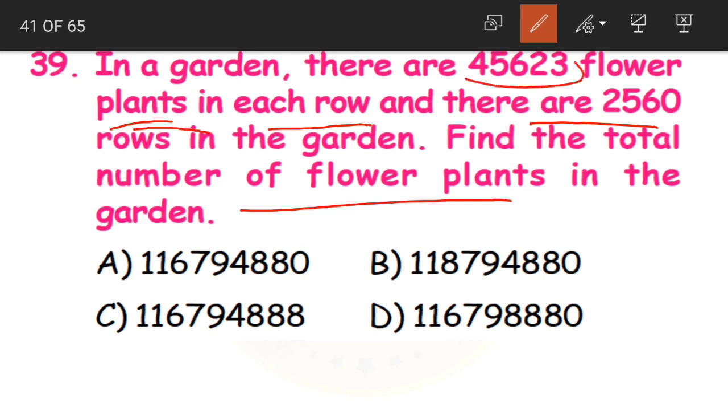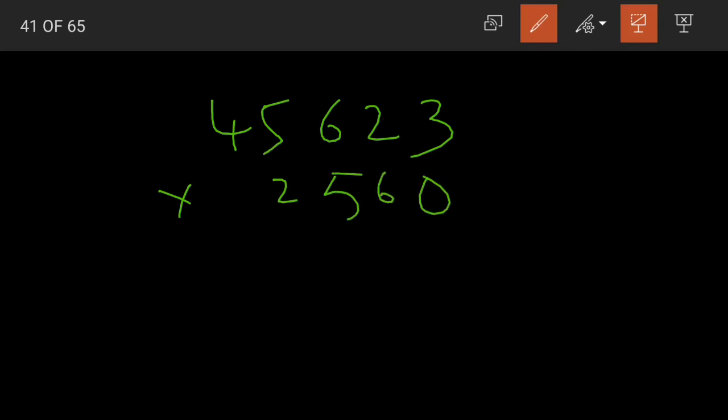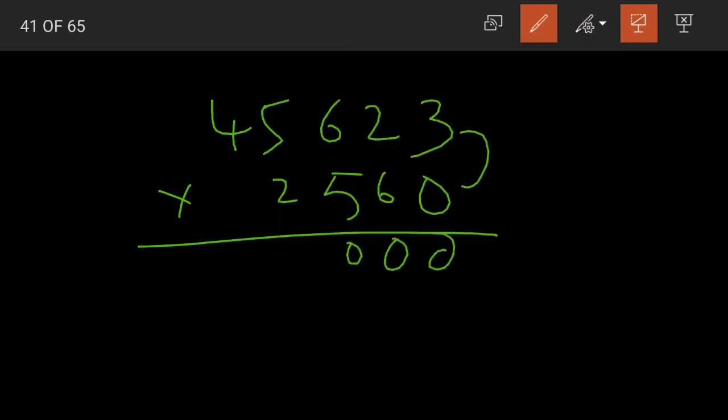How will we do that? The number of flowers in each row multiplied by the number of rows. Yes, 4, 5, 6, 2, 3 into 2, 5, 6, 0, 2,560 rows. Now if we start multiplying 3, now 0 into anything becomes 0 only. 0 3s are 0. Again everything is 0 only. 0 into all these numbers is 0.